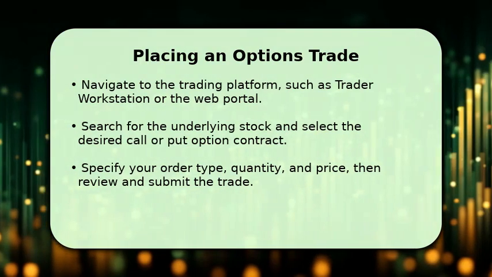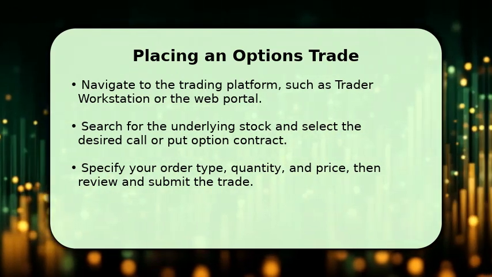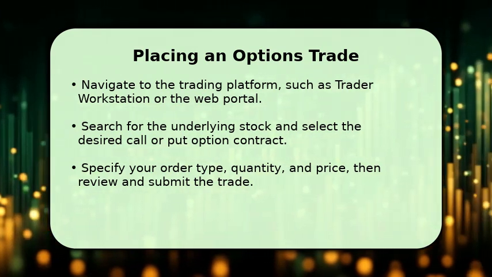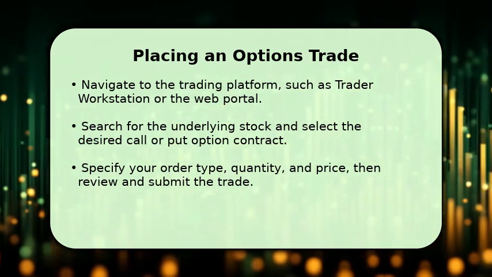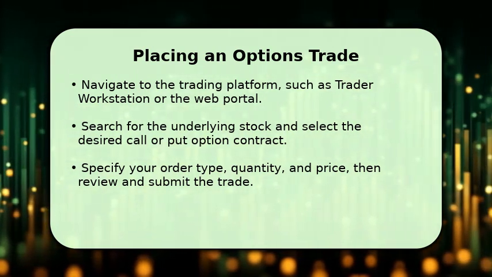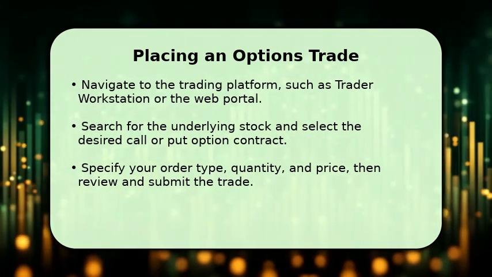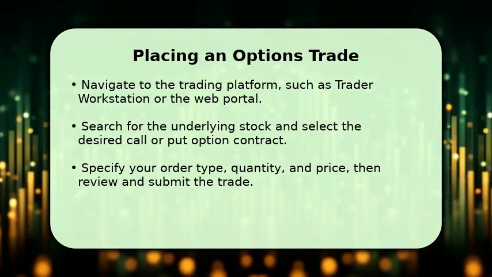Once your account is ready, navigate to the Interactive Brokers trading platform, like Trader Workstation. Search for the underlying stock you're interested in, then select the specific call or put option contract you wish to trade. Carefully review the strike price, expiration date, and premium. Finally, specify your order type, such as a limit order, enter the quantity, and submit your trade for execution.